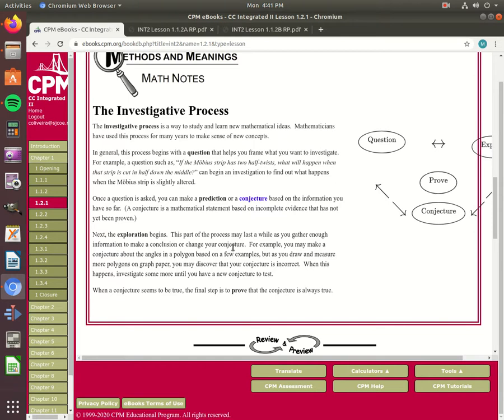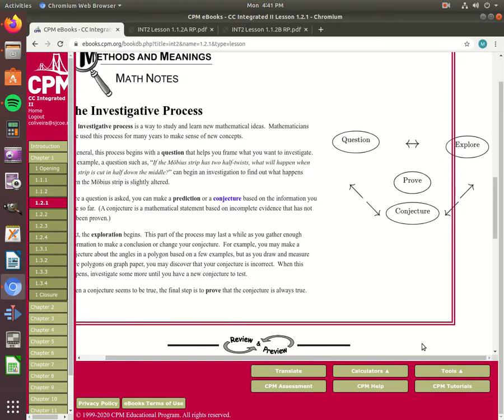This part of the process may last a while as you gather enough information to make a conclusion or change your conjecture. For example, you may make a conjecture about the angles in a polygon based on a few examples, but as you draw and measure more polygons on graph paper, you may discover that your conjecture is incorrect. When this happens, investigate some more until you have a new conjecture to test. When a conjecture seems to be true, the final step is to prove that it's always true and not just true in that one example.